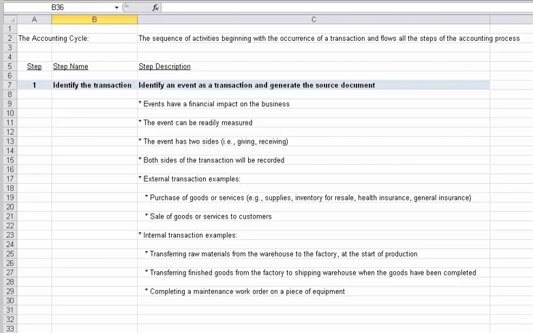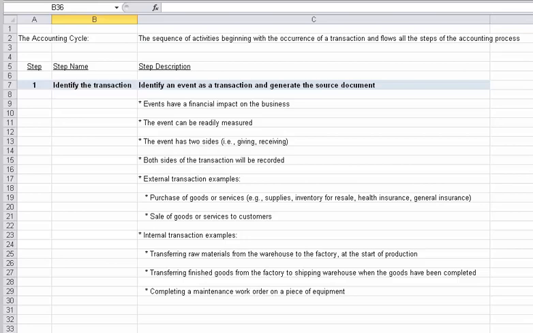Okay. Now, events have a financial impact on the business. Events also can be readily measured. Right? There are two sides, a giving and receiving side, and both sides of the transaction will be recorded. Now, I'll give you a couple of examples. An external transaction would be, say, where we purchase goods or services from someone else. Could be supplies, inventory for resale, health insurance, general insurance. Another example of an external transaction would be where we have a sale of goods or services to our customers.